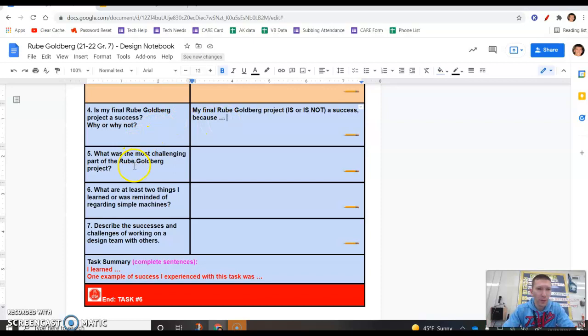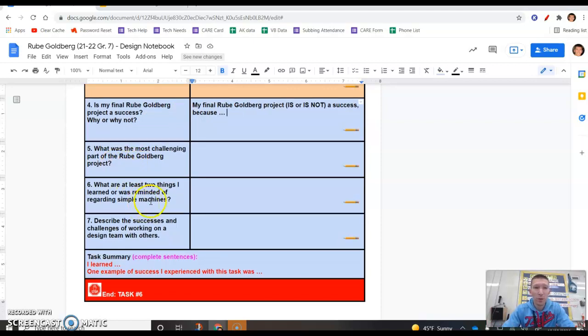And then the final three, what's the most challenging part of the Rube Goldberg project? What are 2 things you learned or were reminded of regarding simple machines? And the last one, describe the successes and challenges of working on a design team with others. So you're in groups. Sometimes it's easier to do things by yourself. Why is it sometimes a challenge to do that, but also what are the successes you had with your group?